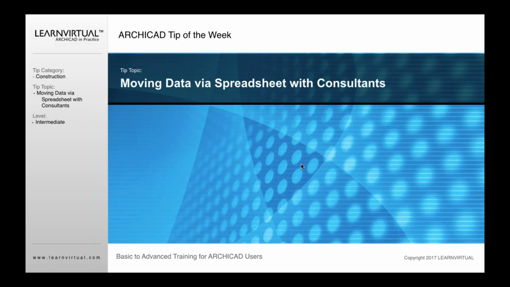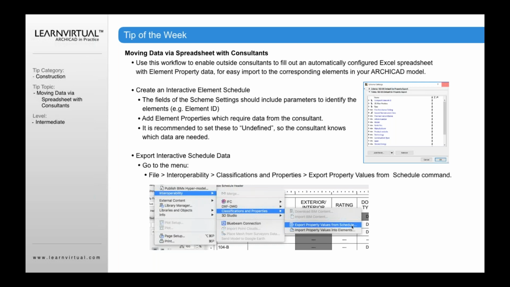So sometimes what you want to be able to do is to take this data that you've developed in ARCHICAD using properties and using classifications and send that to your consultant so that they can put information into that and send that back to you, and then you can bring that back into your model. ARCHICAD, or Graphisoft, has actually enabled you to do this by a workflow that they've created where you can export the properties from ARCHICAD, send that to your consultants as an Excel file, have them fill it out, and then send it back to you.